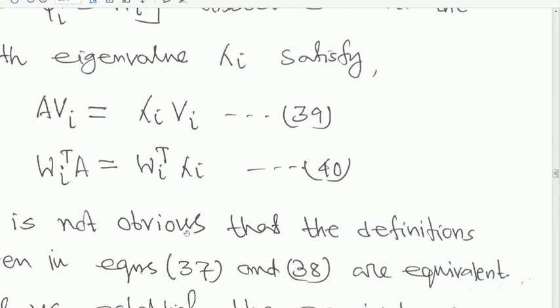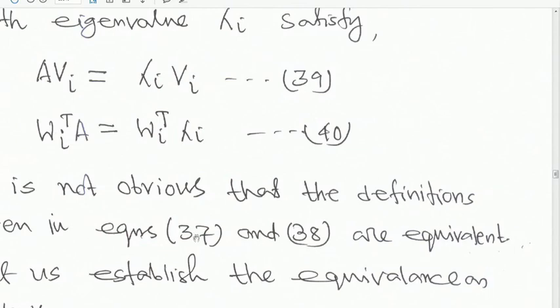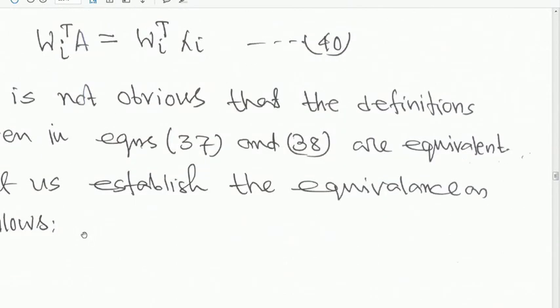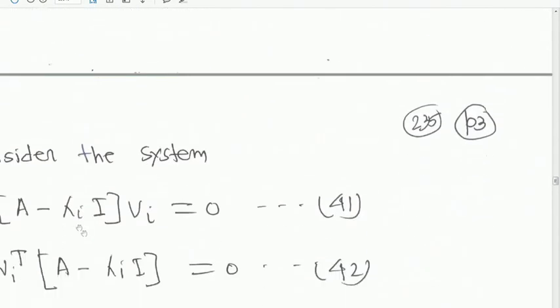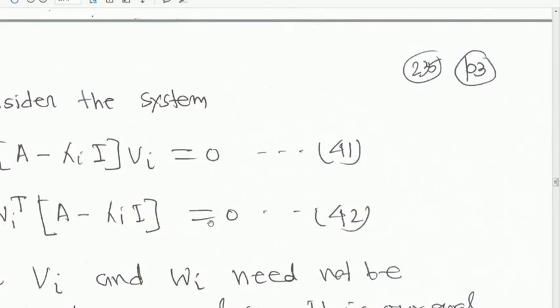Now, it is not obvious that the definitions given in equations 37 and 38 are equivalent. So, let us establish the equivalence as follows. For example, consider the system, this we have seen earlier, that A minus lambda I into v i is equal to 0, to find out the right eigenvector, right.